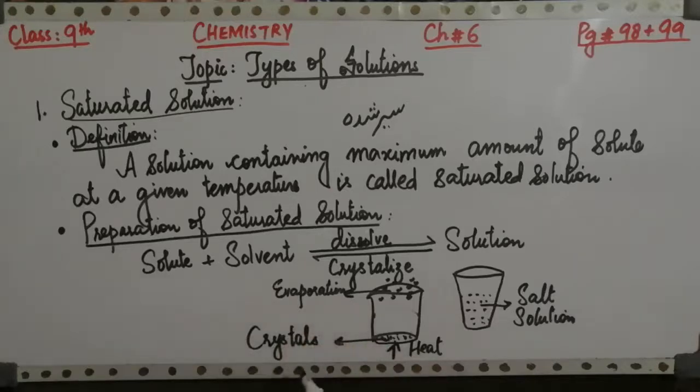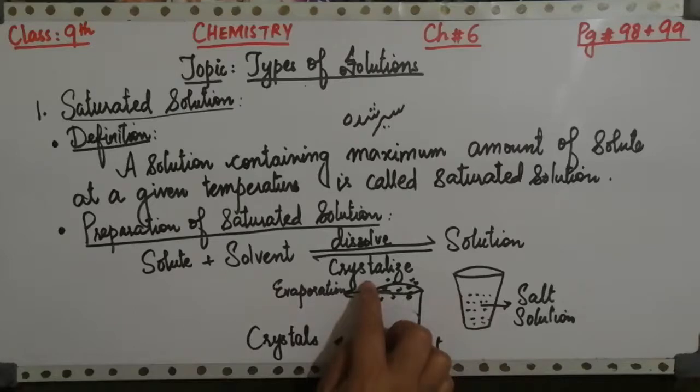So the formation of crystals by heating or by providing heat to the salt solution, what happens? Evaporation occurs, and finally, in the salt solution, the water evaporates, leaving behind only the crystals of salt. This process in which the crystals of salt are formed is basically called crystallization.